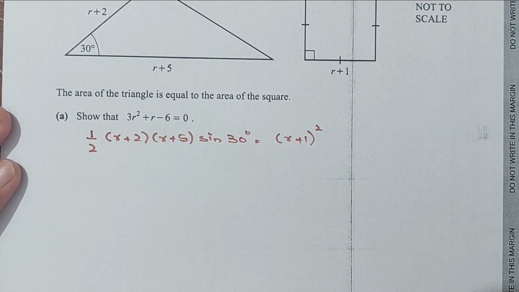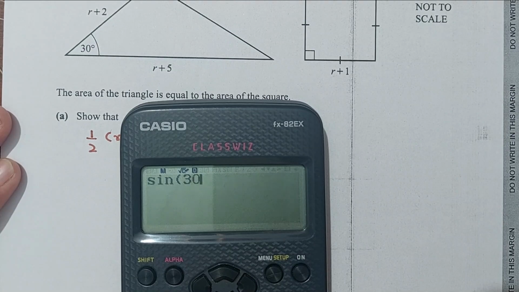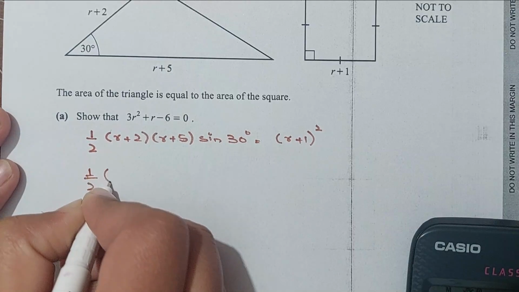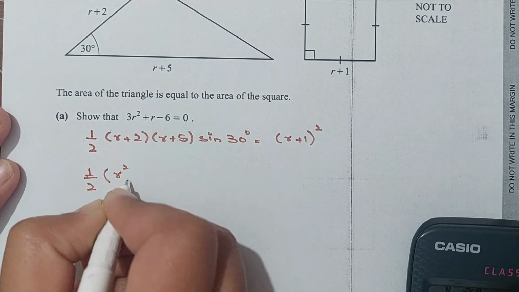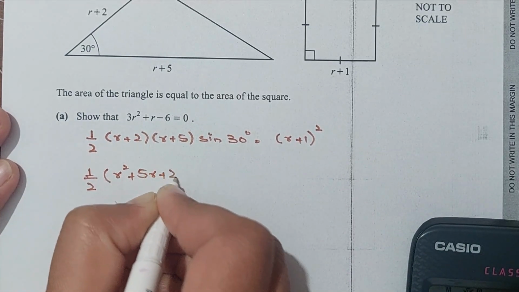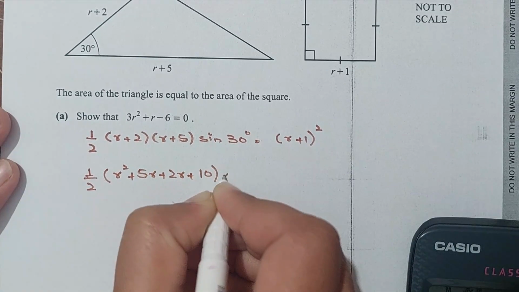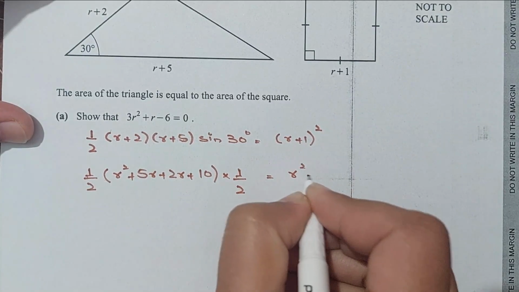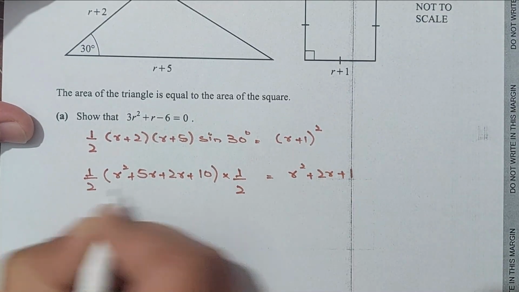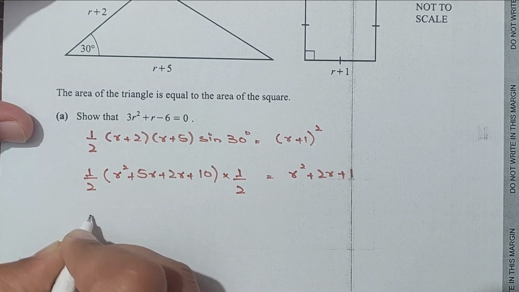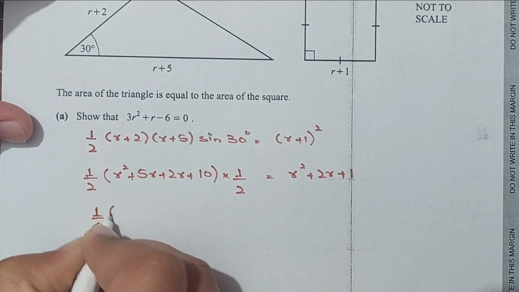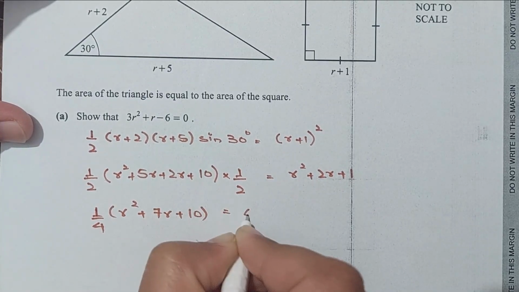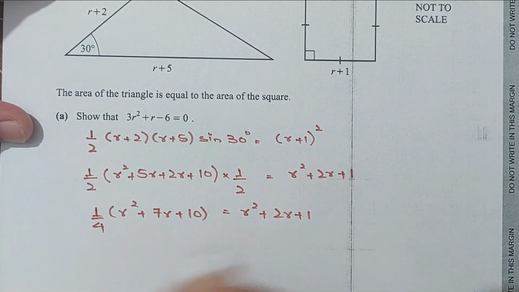Now let's simplify. What is sine 30? 1 by 2. This is 1 by 2 into r times r is r square, r times 5 is 5r, 2 times r is 2r, and 2 times 5 is 10. And this is equal to r square plus 2r plus 1. 1 by 2 becomes 1 by 4. Okay, 1 by 4 into r square plus 7r plus 10 equals r square plus 2r plus 1, right?